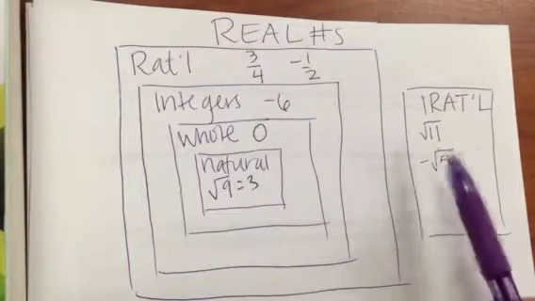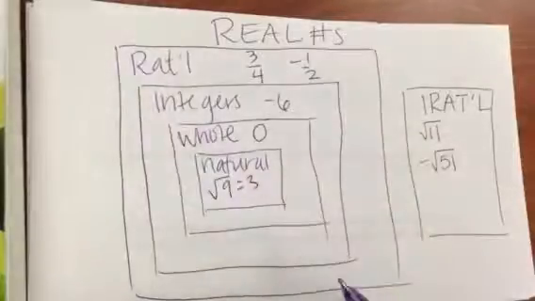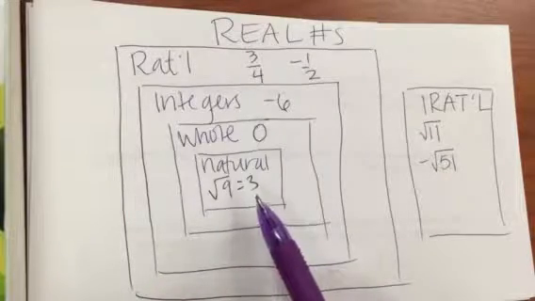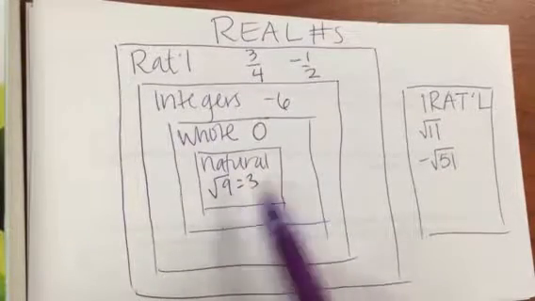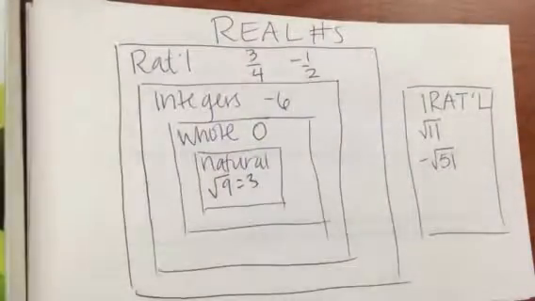Your irrational numbers were square root of 11 and negative square root of 51. I hope you got all those correct. And again, as Ms. Green mentioned, square root of 9, I didn't have to put it in every category. We knew it was in natural, so it's automatically in whole, automatically integer, automatically rational, automatically real.